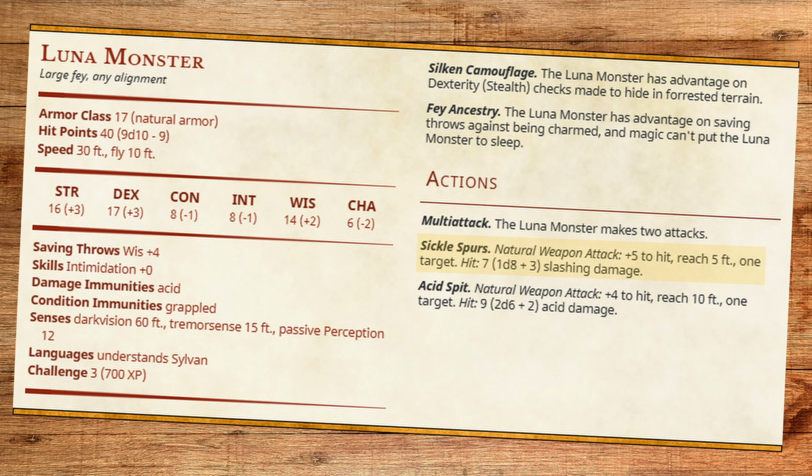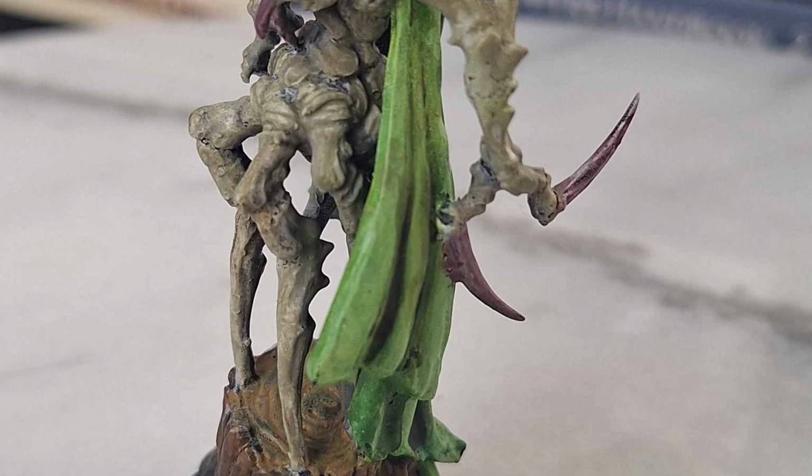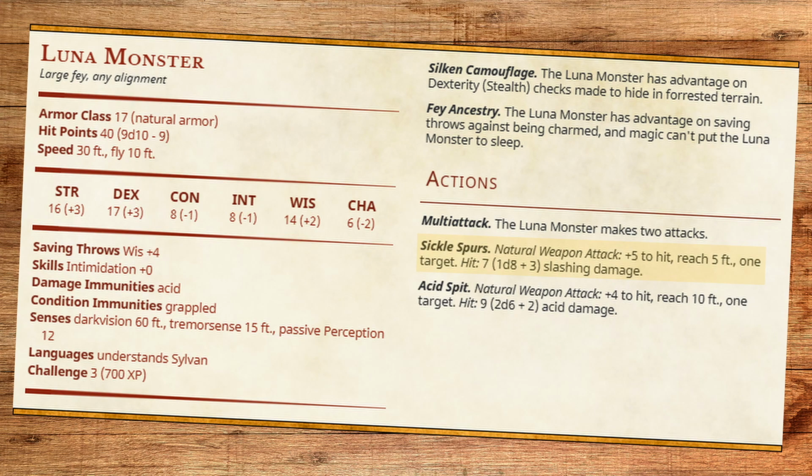The first one we've given it is sickle spurs. Because these moths have spurs on their legs that they don't necessarily use for defense, but they do use them in their everyday life. So I wanted to bring that in, and you can see it on the model as well with these sickle spur hands. So that's going to be a sort of slashing attack that it can make with its hands.